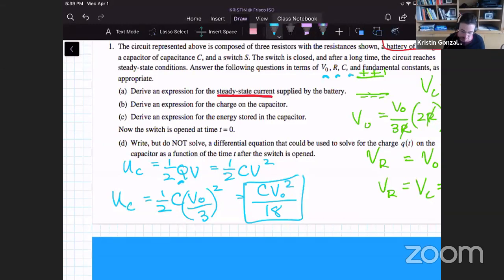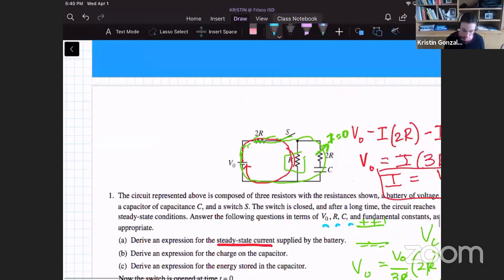Okay, and then the last part is write but do not solve a differential equation that would relate the charge as a function of time on the capacitor. Again, we're going to go back and actually set these up and solve them when we're talking about capacitors and circuits in our review. But we're going to go through and set it up. And the way that we want to set these up is we're always going to use our loop rule.